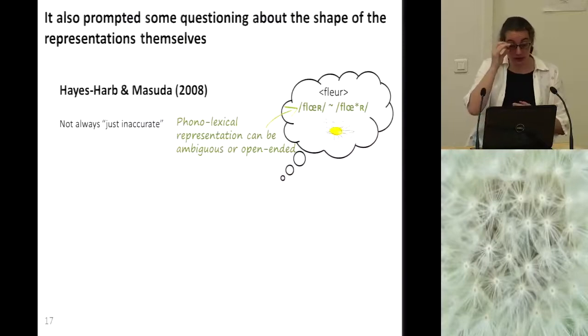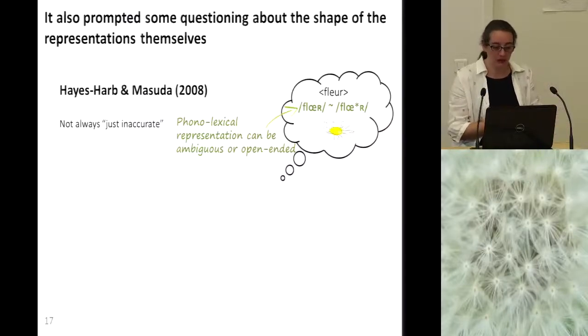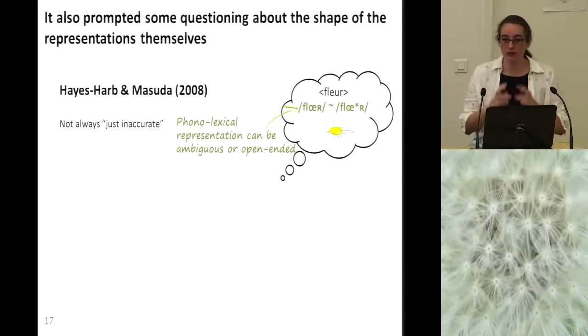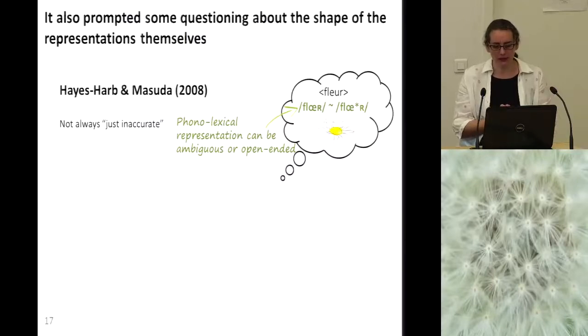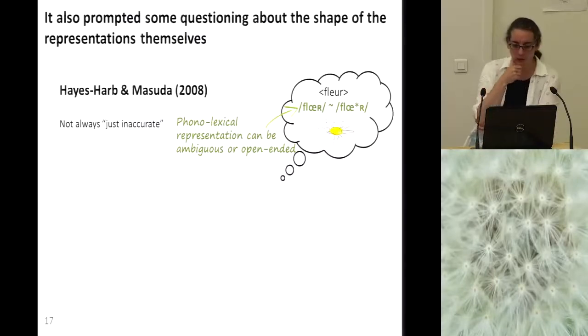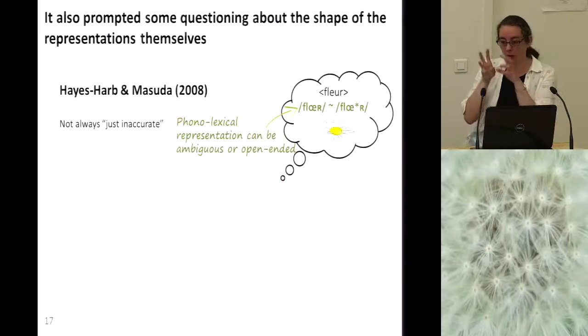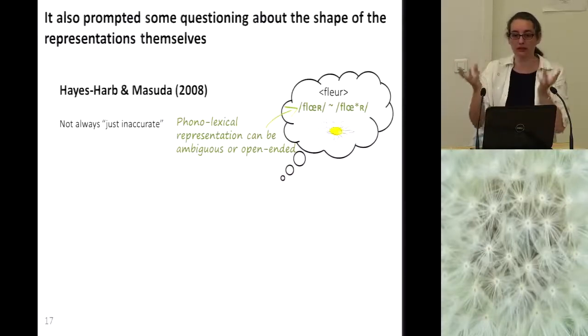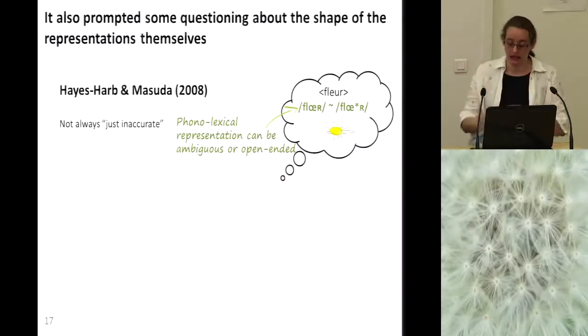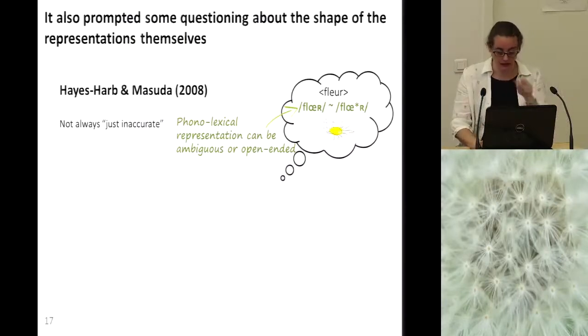And it also prompted some very interesting questioning about the shape of the representations themselves. I would mention here the paper by Hazeharb and Masuda in 2008. So this is quite soon after this paper. That representations are probably not just merging contrasts, not just inaccurate. In fact, with Weber and Cutler, we started to wonder whether phonolexical representations perhaps can be ambiguous or open-ended. So there might be a way to not just have a wrong representation, but maybe a representation that's imprecise. And that was very interesting. So this is quite a long time ago.